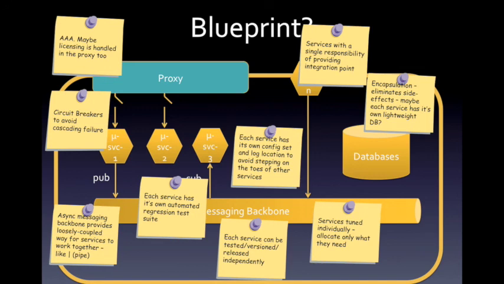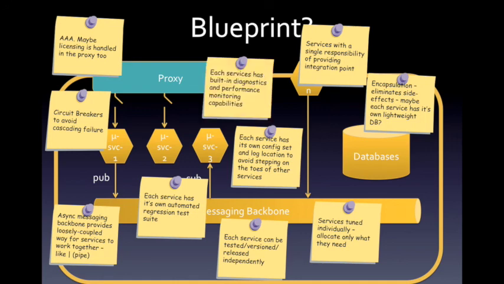Looking back at the proxy, if it's a product that you're shipping, maybe this is where licensing is handled. You don't want to burden those microservices with cross-cutting concerns like licensing. Also, authentication, authorization, and auditing may also be tucked away in the proxy. As you carve up a monolithic application into these distinct microservices, the proxy could be basically just what's left. Each service has built-in diagnostics and performance monitoring capabilities. This is pretty essential.